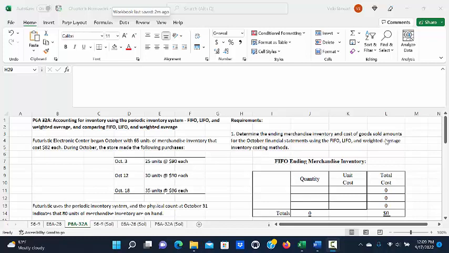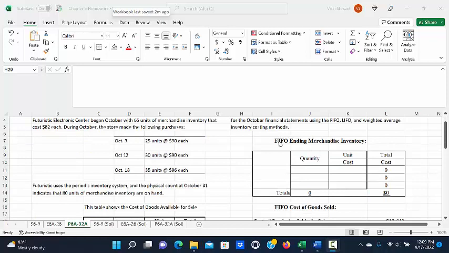Then the problem asks us in part 1 to determine the ending merchandise inventory and cost of goods sold amounts for the October financial statements using the LIFO, FIFO, and weighted average inventory costing methods. So first we're going to determine FIFO ending merchandise inventory. If you remember, FIFO means first in, first out. So our ending merchandise inventory is going to consist of our newest purchases.